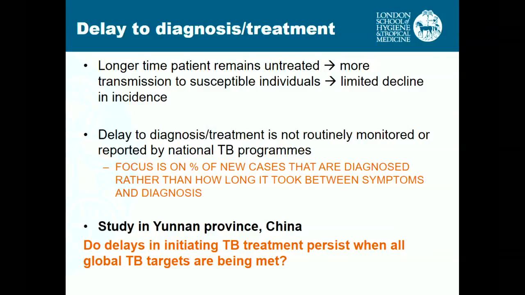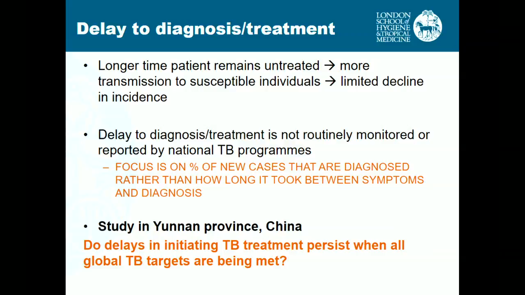So in answering the question, do we have the right targets? Well, I would argue that actually we've missed something that's very important, which is delay. And the reason that delay is important is because delay is most directly linked with transmission.